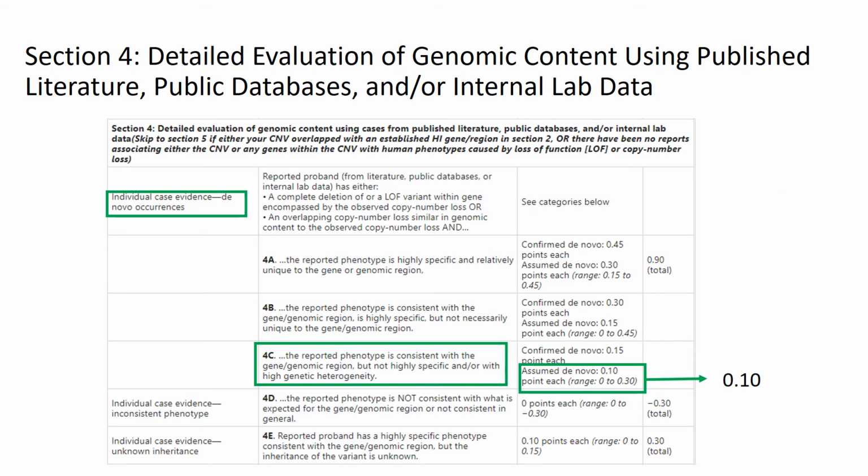If we were to use this information to score these deletions in Section 4 of the metric, only one case would be counted in Section 4C for de novo evidence associated with a nonspecific phenotype, which would be given a default score of 0.1.